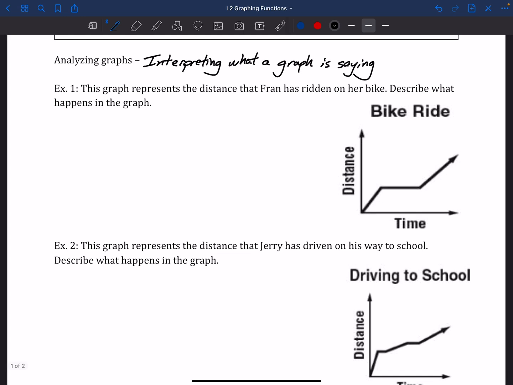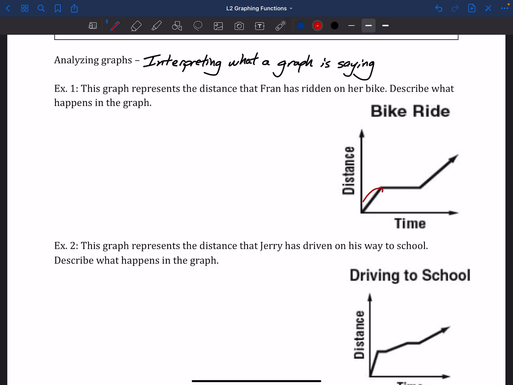All right, so we're just going to jump right in. We've got this graph over here. This graph represents the distance that Fran has ridden on her bike. We want to describe what's happening in the graph. What I like to do when I'm working through these examples is break the graph down into chunks. If you look at it, that line has three distinct pieces to it.